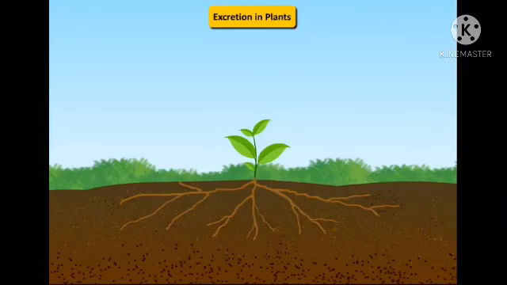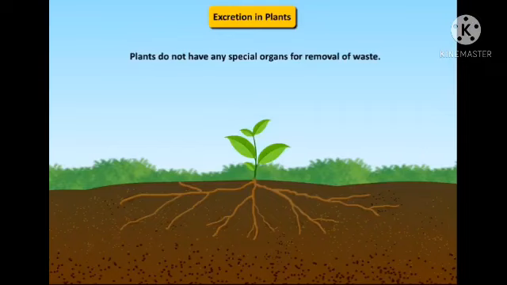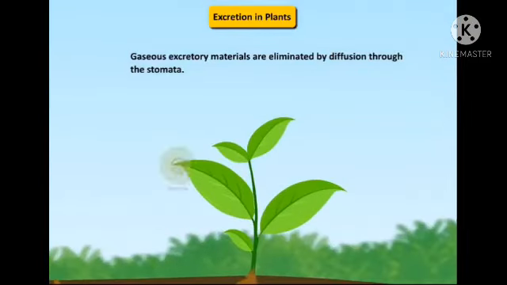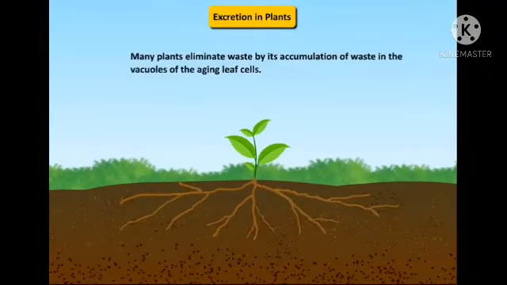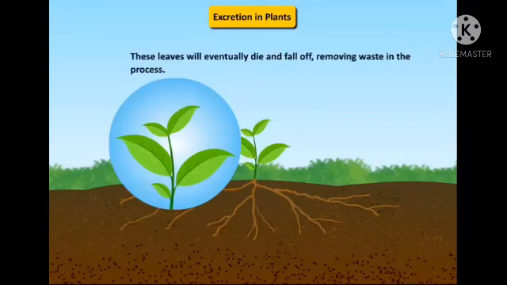Excretion in plants. Excretion in plants is much simpler than that of animals. Plants do not have any special organs for removal of waste. Gaseous excretory materials are eliminated by diffusion through the stomata. Many plants eliminate waste by accumulating it in the vacuoles of the aging leaf cells. These leaves will eventually die and fall off, removing waste in the process.